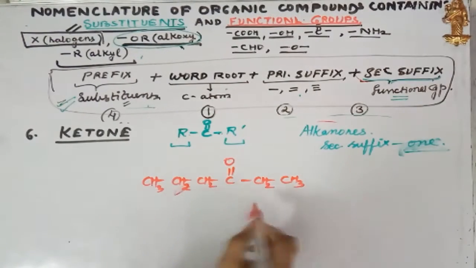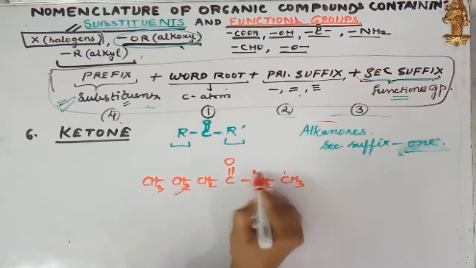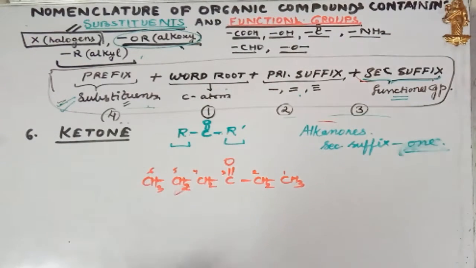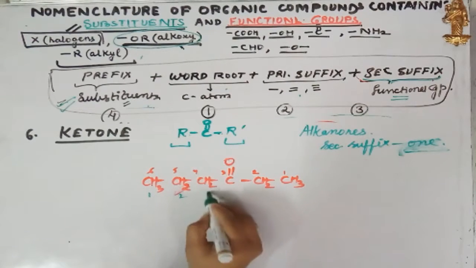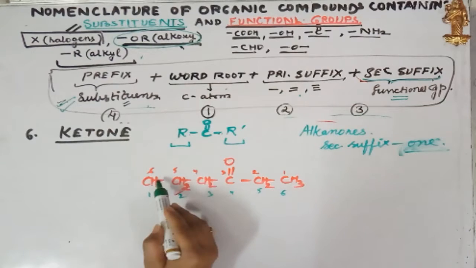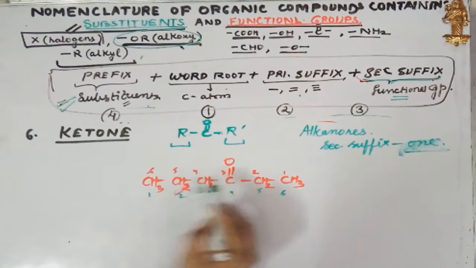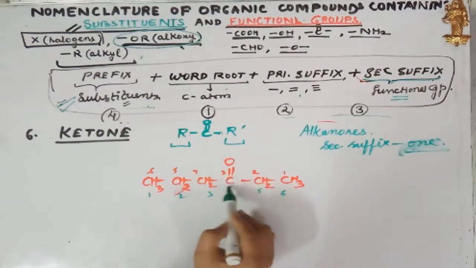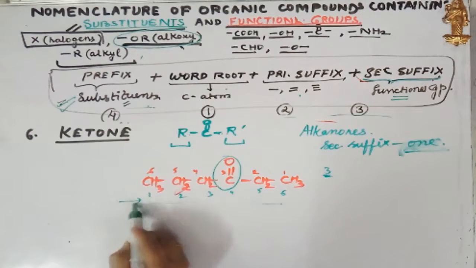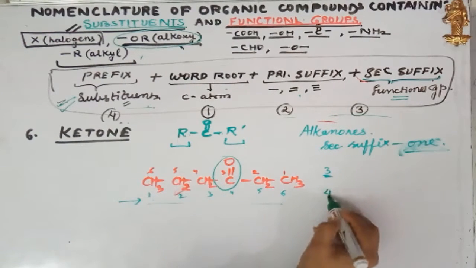See the compound and number it: 1, 2, 3, 4, 5 and 6. This is a chain of the compound. The other option is 1, 2, 3, 4, 5 and 6. If I number the compound this way, I am getting this ketonic group. This group is known as the ketonic group. I am getting this ketonic group at the 3rd position. If I number the chain the other way, I am getting this ketonic group at the 4th position.